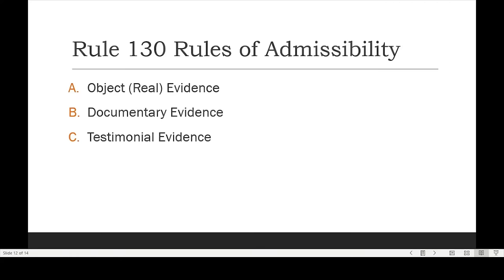Now we are through with rule 128 and rule 129. Now let us go to rule 130 regarding rules of admissibility. Now this rule is divided into three portions. We have the object evidence, and then the documentary evidence, and testimonial evidence. Now we will take each portion one by one, starting with the object or real evidence.